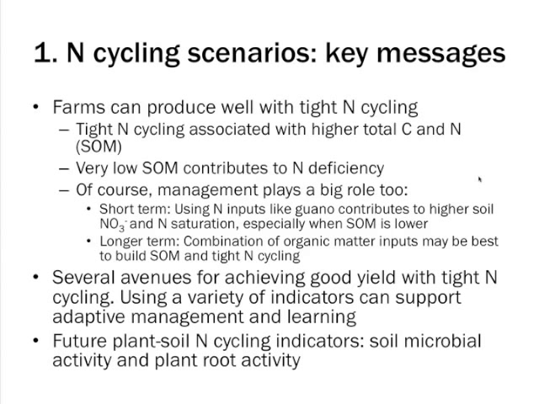In the short term, for instance, within a growing season, using really highly labile nitrogen inputs like seabird guano contributed to higher soil nitrate and the potential for nitrogen saturation, especially when soil organic matter was lower. And in the longer term, over the course of many growing seasons, using a combination of organic matter inputs from composted materials to soluble materials with more readily available nitrogen for plants may be the best options for building soil organic matter, achieving tight nitrogen cycling, and good yields.